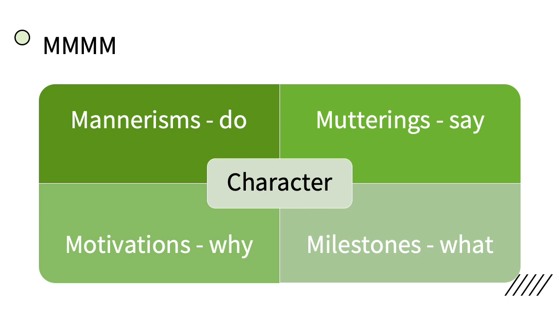Now, the first way you should have come across at some point in school is the four M's, or M, as we call it. So in the four M's, what you have to do is you split your paper into four. In the middle, you put the character's name, and then you need to identify four things. Firstly, mannerisms, by which we mean what they do. Now, this doesn't mean specifically things that they do in terms of plot. It means physically things that they do, or the way they react to others.